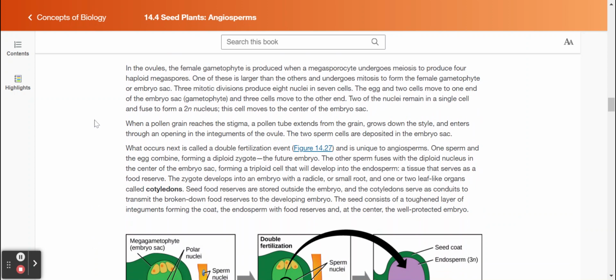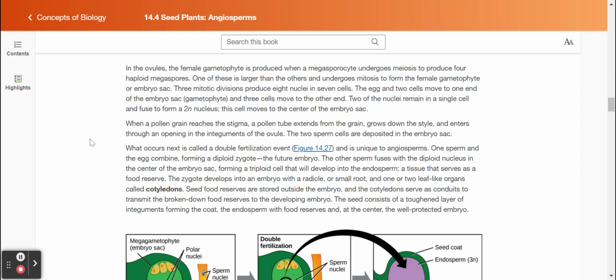In the ovules, the female gametophyte is produced when a megasporocyte undergoes meiosis to produce four haploid megaspores. One of these is larger than the others and undergoes mitosis to form the female gametophyte, or embryo sac. Three mitotic divisions produce 8 nuclei in 7 cells. The egg and 2 cells move to one end of the embryo sac, the gametophyte, and 3 cells move to the other end. 2 of the nuclei remain in a single cell and fuse to form a 2N nucleus. This cell moves to the center of the embryo sac.